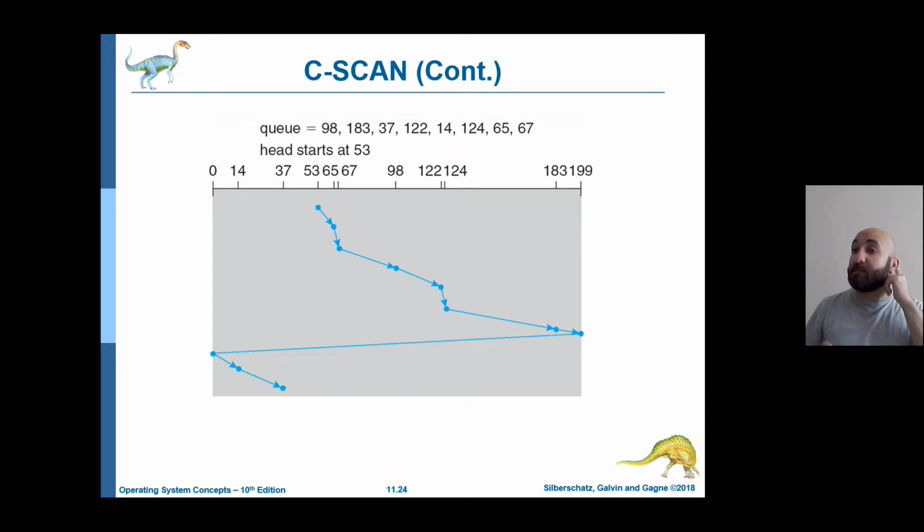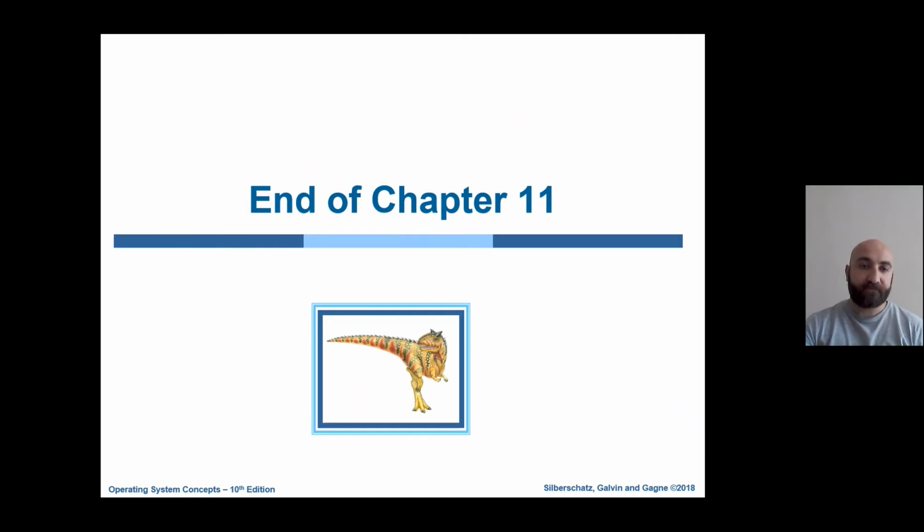So this is the difference between scan and circular scan. In scan, you move from one end to the other end, and while moving you serve the requests in both directions. In C-scan, you serve the requests in only one direction. When you reach the other end, you immediately return to 0 and serve the requests again. So this is the difference between the scan and C-scan algorithms. And that's it.